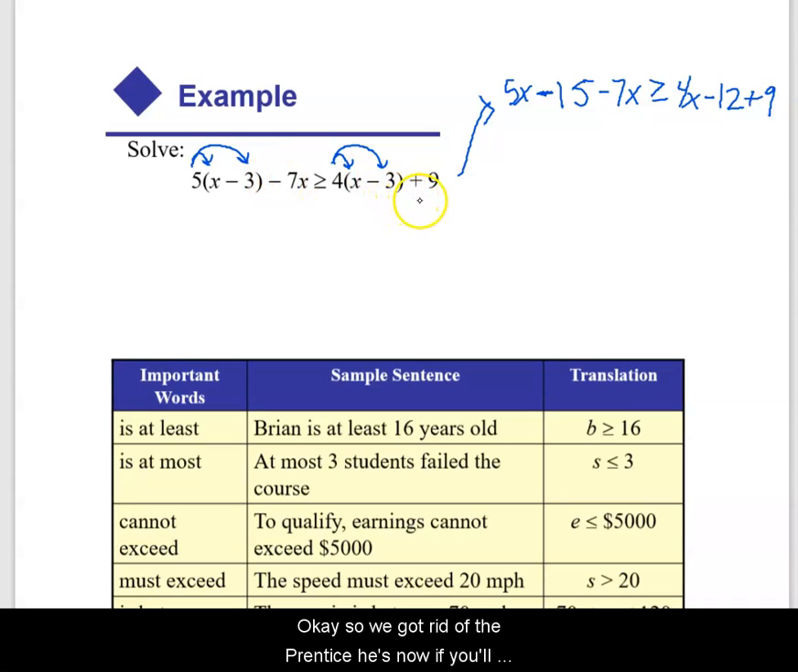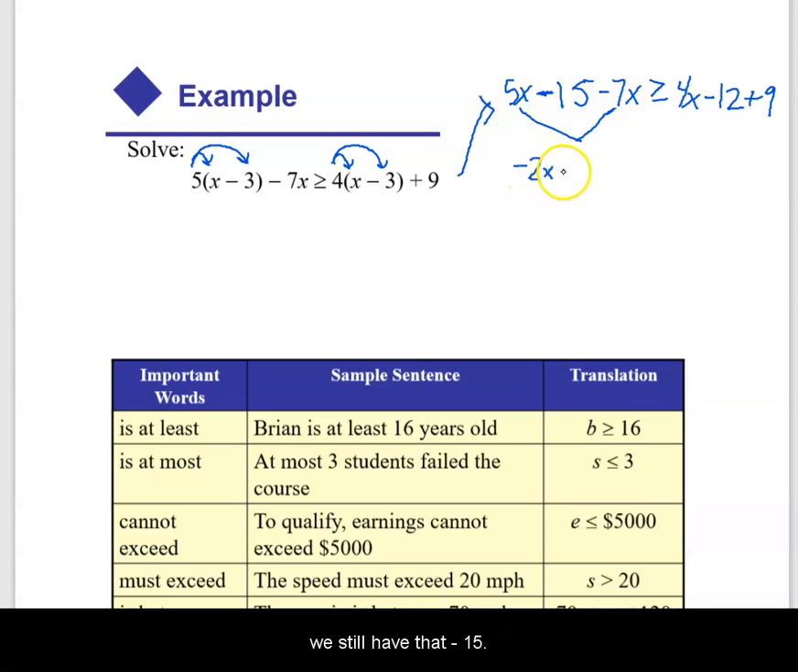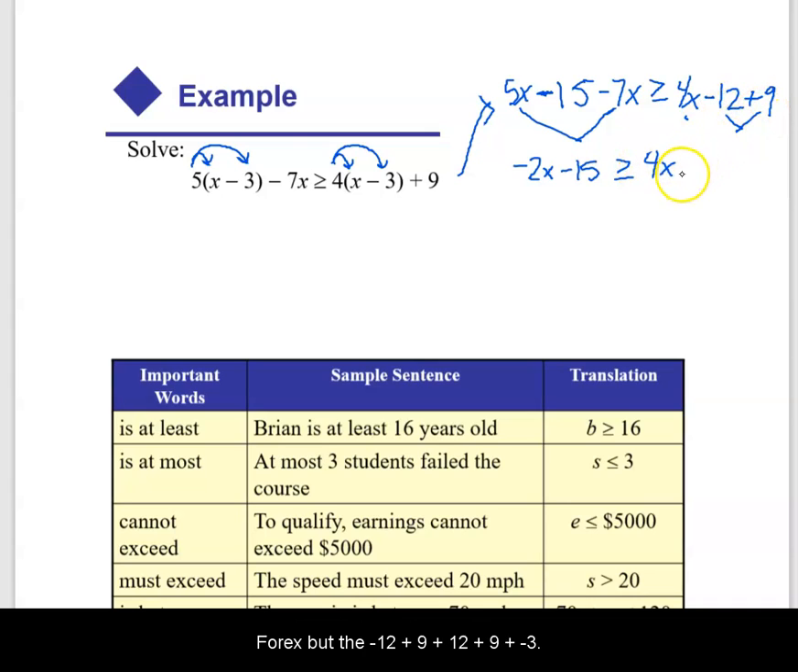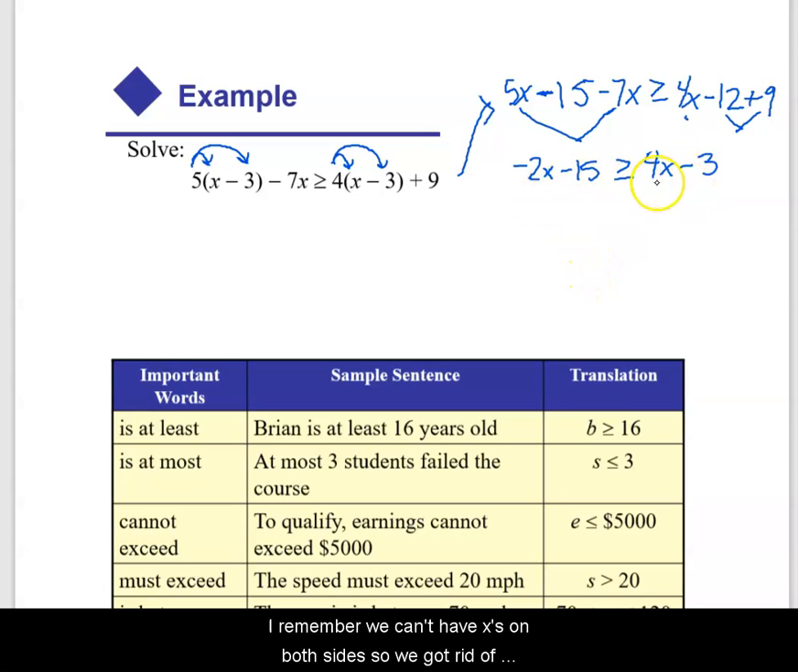Now, if you'll recall, the next step was to combine like terms. So 5x and -7x could go together. 5 minus 7 is going to be -2x, and we still have that minus 15. 4x doesn't have, there's no other x's over here, so it's 4x. But the -12 plus 9 is -3. Now remember, we can't have x's on both sides, so we got rid of the parentheses, we combined like terms. Now we want to get all of our x's on the same side.